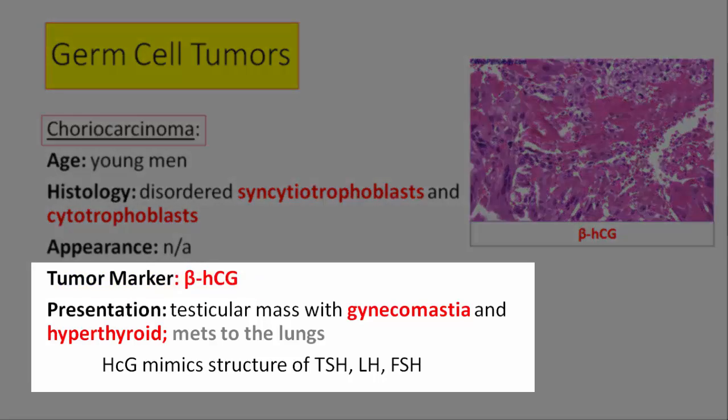In your question stem, you may have a patient with a testicular mass who also has findings suggestive of gynecomastia or hyperthyroidism. While this may seem like a strange association, if we review our endocrine lectures, recall that beta-HCG shares a similar alpha subunit to TSH, LH, and FSH.